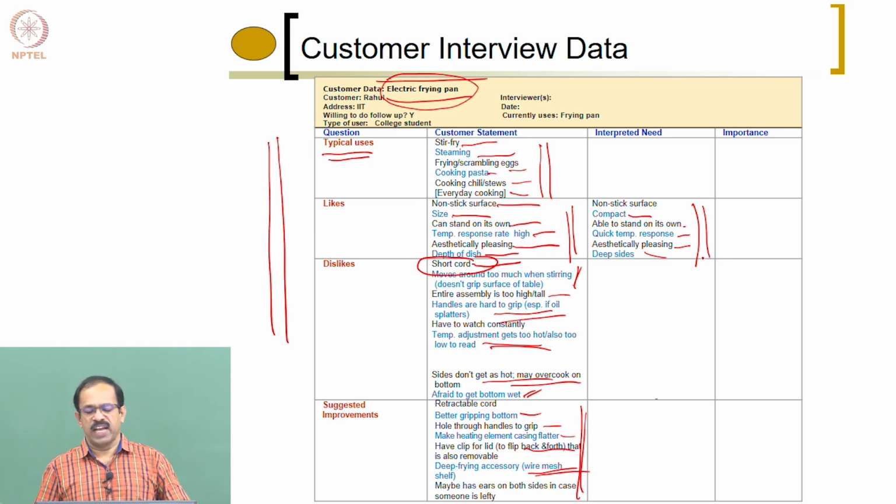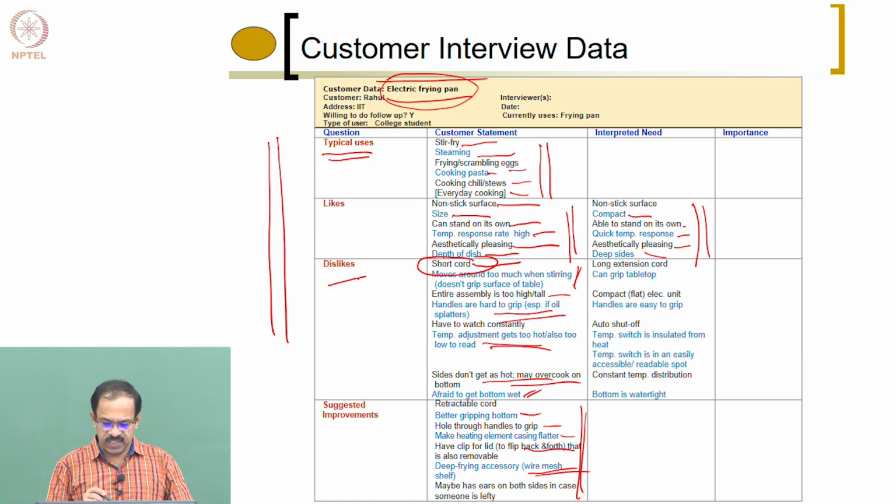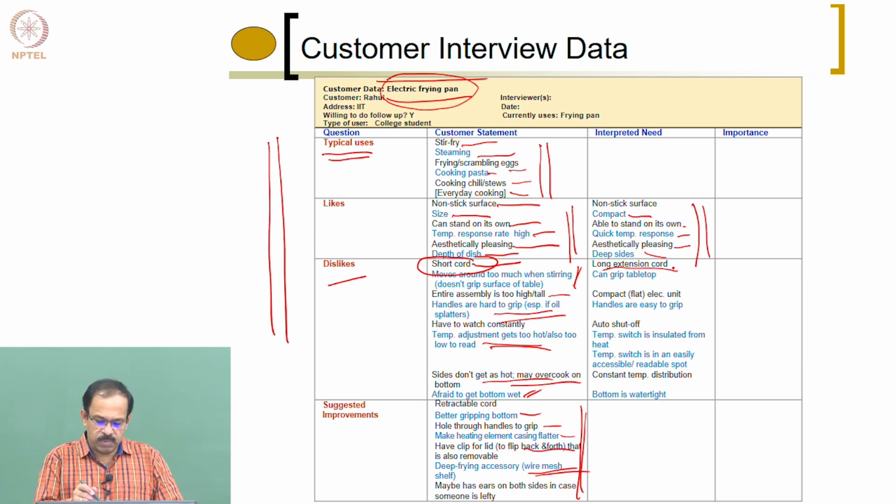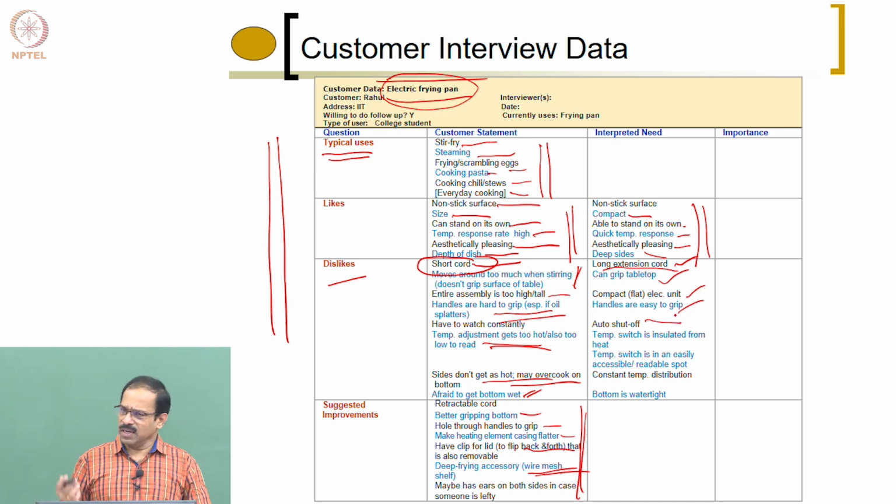Similarly, by looking at the dislikes, you can identify the interpreted needs and say that it should have a long extension cord. That is a need of the customer. He says the short cord he does not like, so basically it tells that there should be a long extension cord. Similarly, can grip tabletop, compact electric units, handles are easy to grip, auto shut off, that is basically for overheating or when the bottom gets overheated. That condition can be avoided by having an auto shut off.